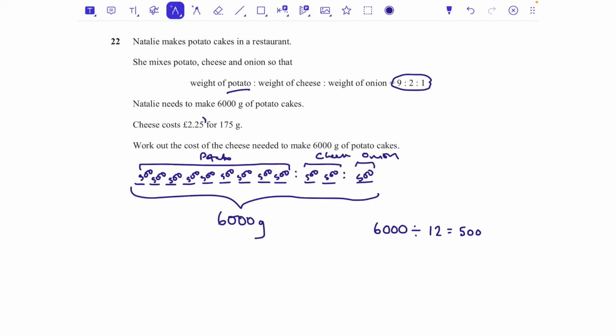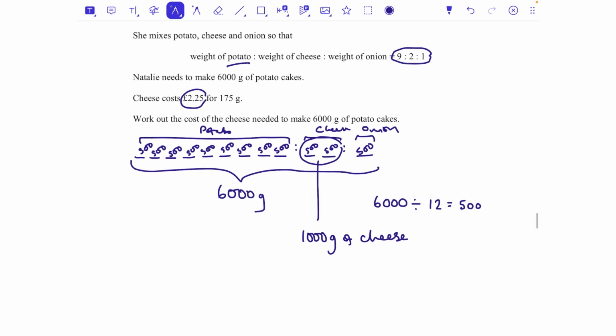So cheese costs £2.25 for 175 grams. Work out the cost of cheese needed to make that. So how much cheese do we need? We need 1,000 grams of cheese. So 1,000 grams of cheese. How much cheese do we need to buy? Well, let's see how many 175s fit into 1,000.